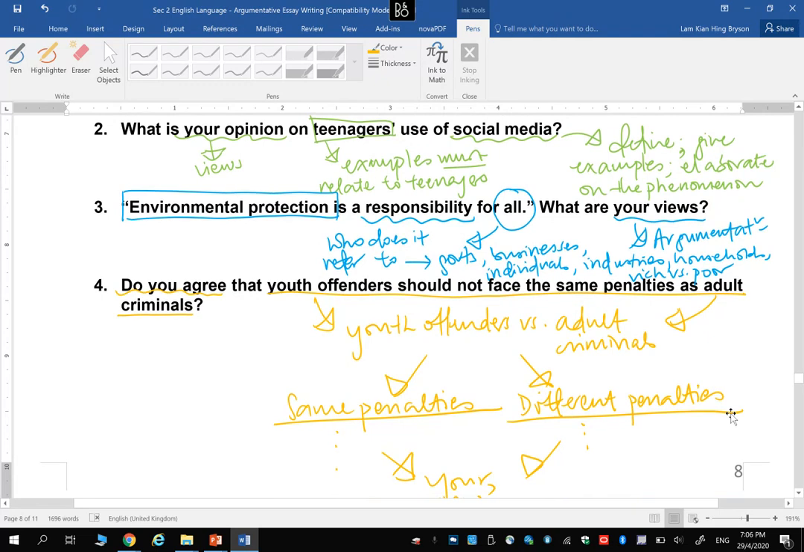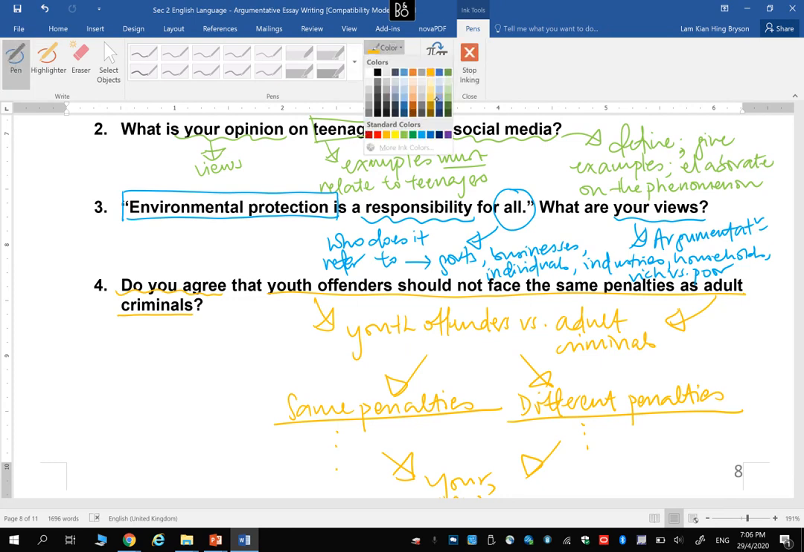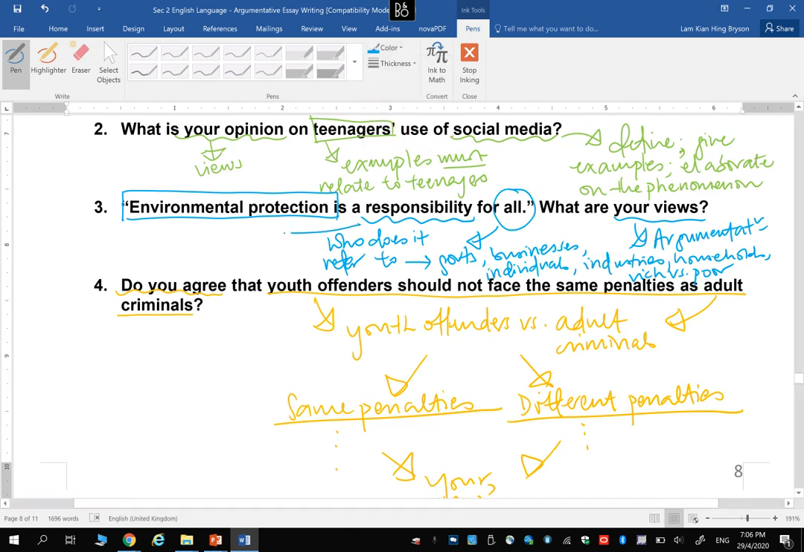Now, environmental protection is a responsibility for all. Again, a tricky question. Who does this all refer to? Okay, when it comes to responsibility, how far should people be responsible? Because when it comes to responsibility, maybe some could be more responsible than the others, or maybe some need to be more responsible than the others. All right.